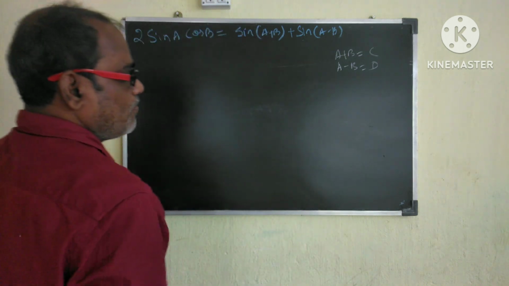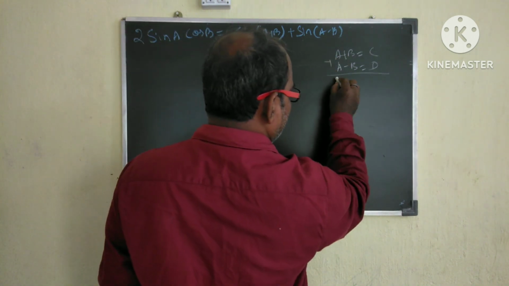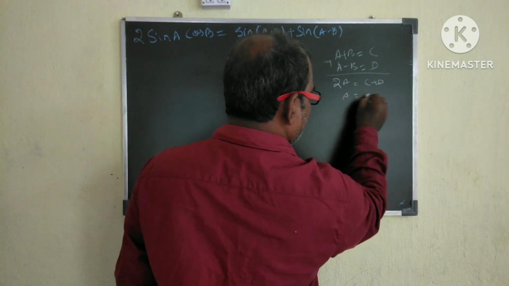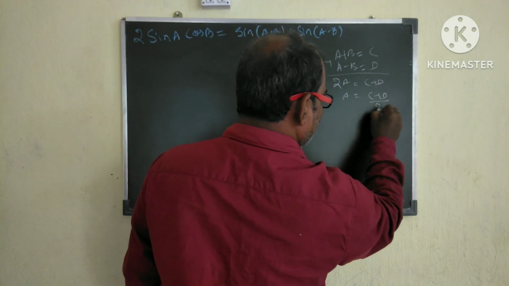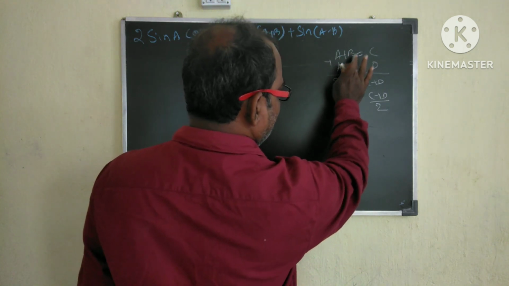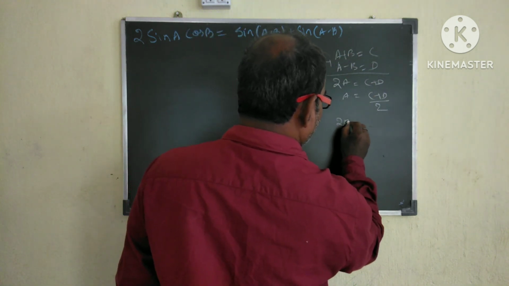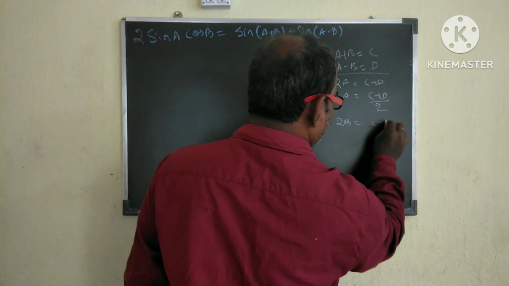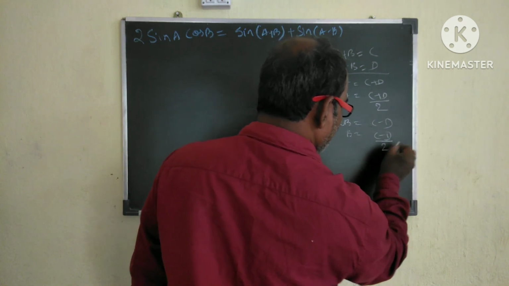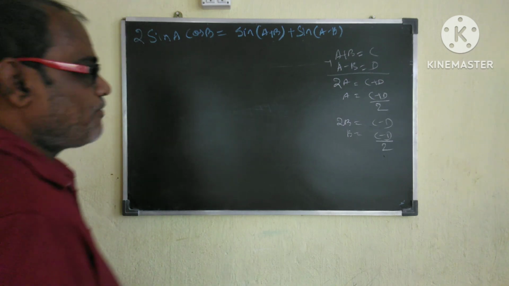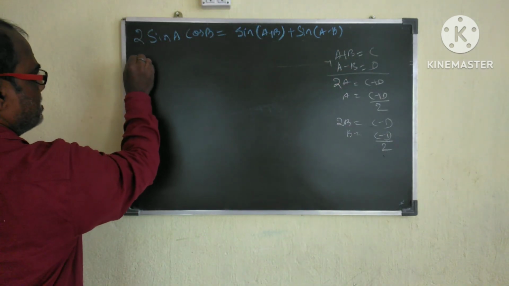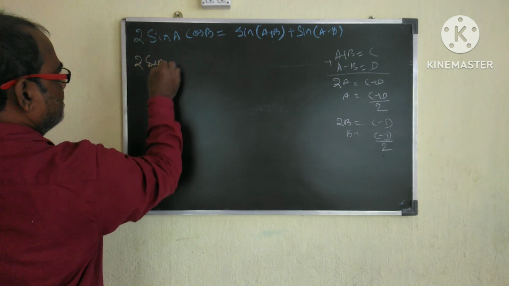Now if we add these, what we get is 2A equals C plus D, so A equals C plus D by 2. Similarly, if you subtract here, then we get 2B equals C minus D, so B equals C minus D by 2. Now putting the values of these, what we get from here is 2 sine C.